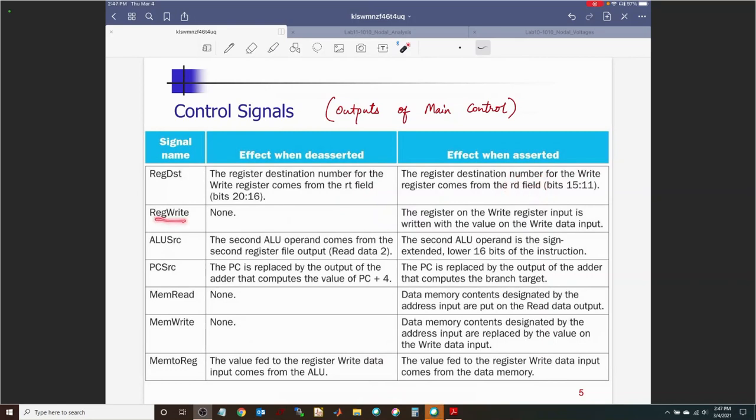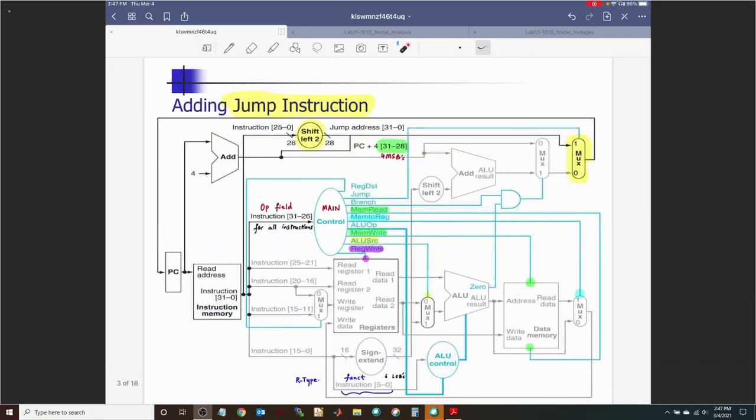Register write. When it is not asserted, then the effect is none. When it is asserted, then we are writing to a register in the register file with what? With the value that is on the write data input. So that is with reference to register write that is highlighted in pink over here, that goes along with the write data that you want to be available on that line. Again, that is a 32-bit line, right? Because it's 32-bit data that you would want to write to one register, because registers are 32-bit.